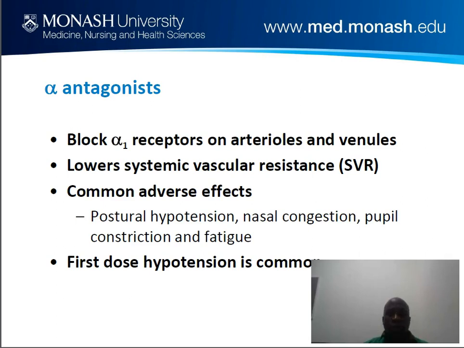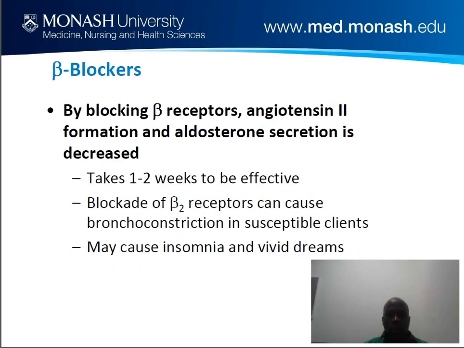And then also, the first dose hypotension is common, meaning the first dose that you give to a patient may cause reduced blood pressure. Yes. And then alpha beta blockers, so to say. These beta blockers basically act by blocking beta receptors, and angiotensin 2 formation and aldosterone secretion is decreased. So by blocking these receptors, angiotensin 2 formation and aldosterone secretion is decreased.